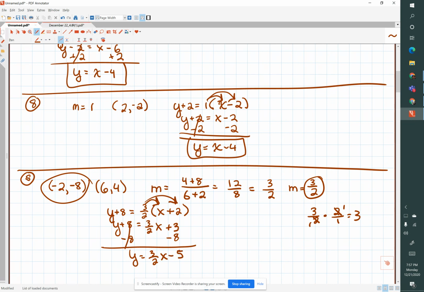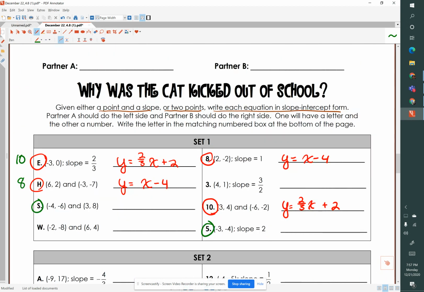And let's put that on our paper. Actually, that was W. I didn't end up doing S, I ended up doing W. So y equals 3 over 2 x minus 5.